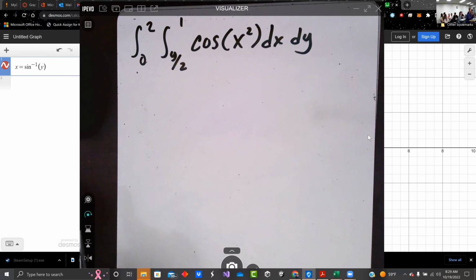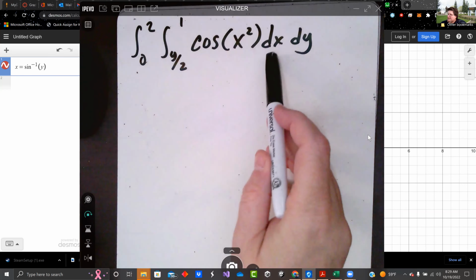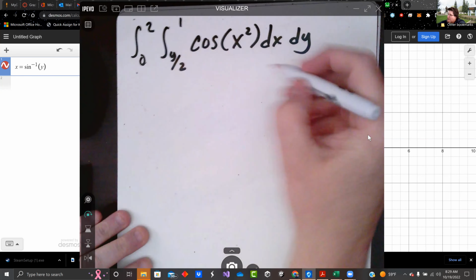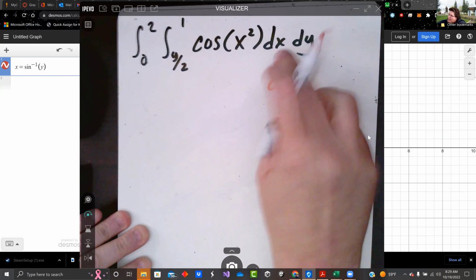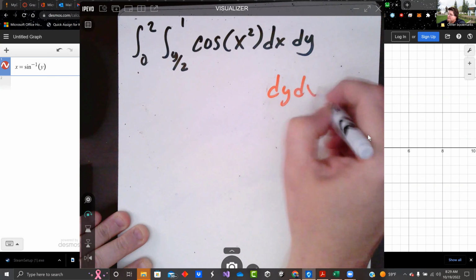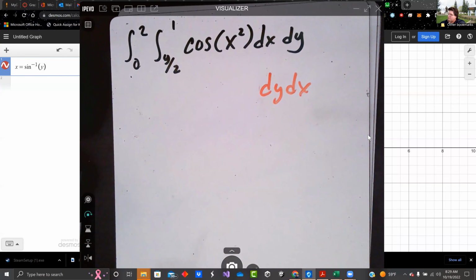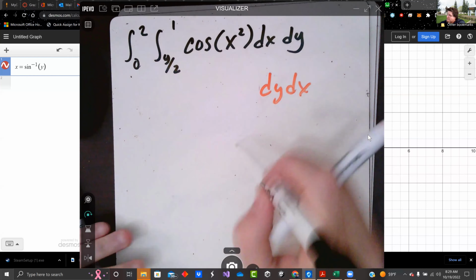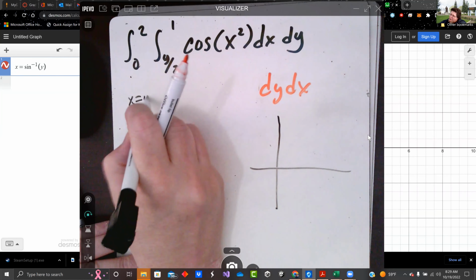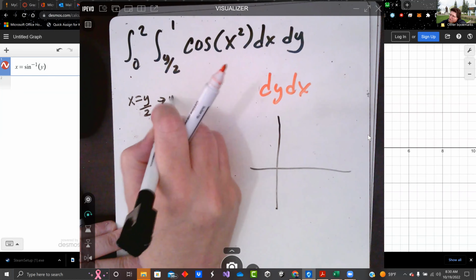The idea here is that integrating dx first is kind of hard. This might be easier if we can switch to dy dx. So how will it become easier, or will it? It's worth checking. So map out your region. x equals y over 2 is the same thing as y equals 2x.